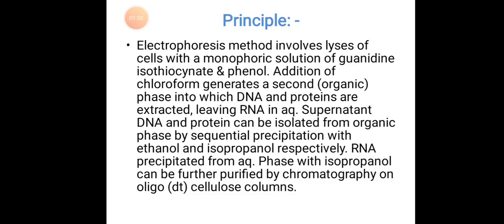Principle. The method involves lysis of cells with a monophasic solution of guanidine isothiocyanate and phenol. Addition of chloroform generates a second organic phase into which DNA and proteins are extracted, leaving RNA in aqueous supernatant. DNA and protein can be isolated from organic phase by sequential precipitation with ethanol and isopropanol respectively. RNA precipitated from aqueous phase with isopropanol can be further purified by chromatography on oligo dT cellulose columns.